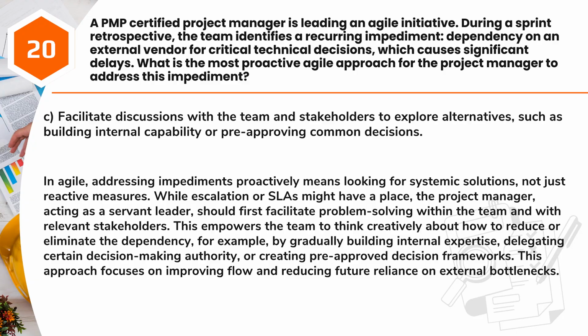Answer: C. Facilitate discussions with the team and stakeholders to explore alternatives, such as building internal capability or pre-approving common decisions. In Agile, addressing impediments proactively means looking for systemic solutions, not just reactive measures. While escalation or SLAs might have a place, the project manager, acting as a servant leader, should first facilitate problem solving within the team and with relevant stakeholders.